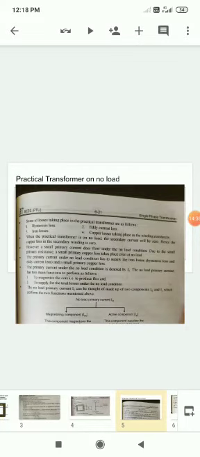Now there are iron losses. Iron losses we have already discussed. Hysteresis and eddy current losses are part of the iron losses. Copper losses are again big losses in a practical transformer. These losses occur due to the conducting copper wire.